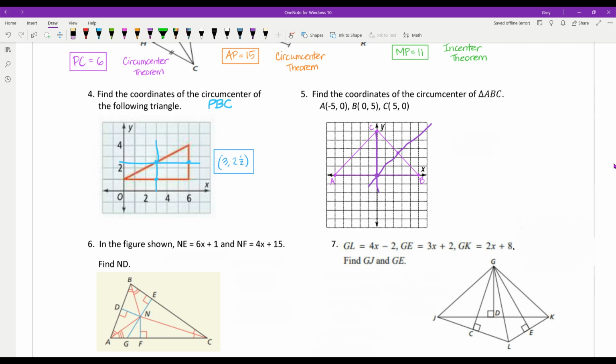It's that line y equals... let me try it one more time. If I go through these, that's a little bit better. Okay, so where do these two intersect? Well, surely you can see it's at the origin. So (0, 0) is our circumcenter.